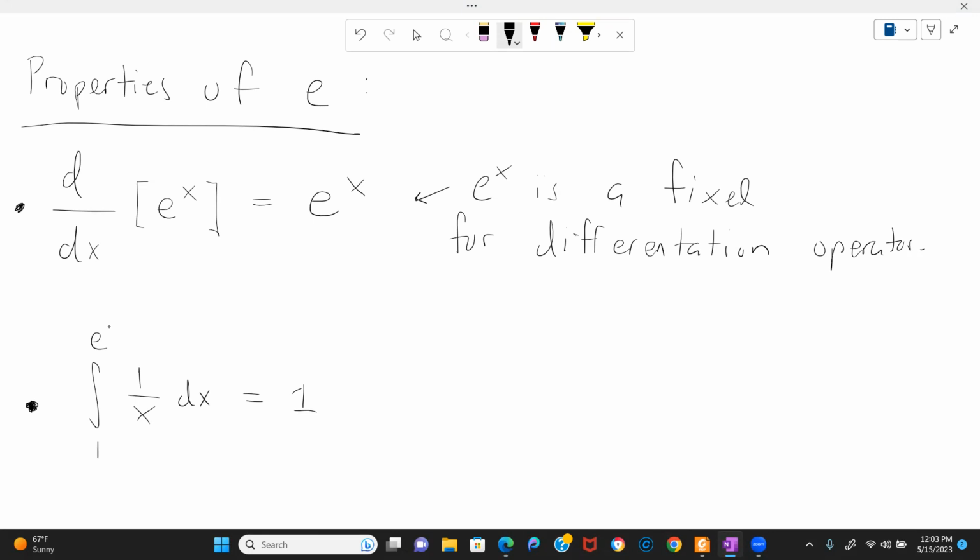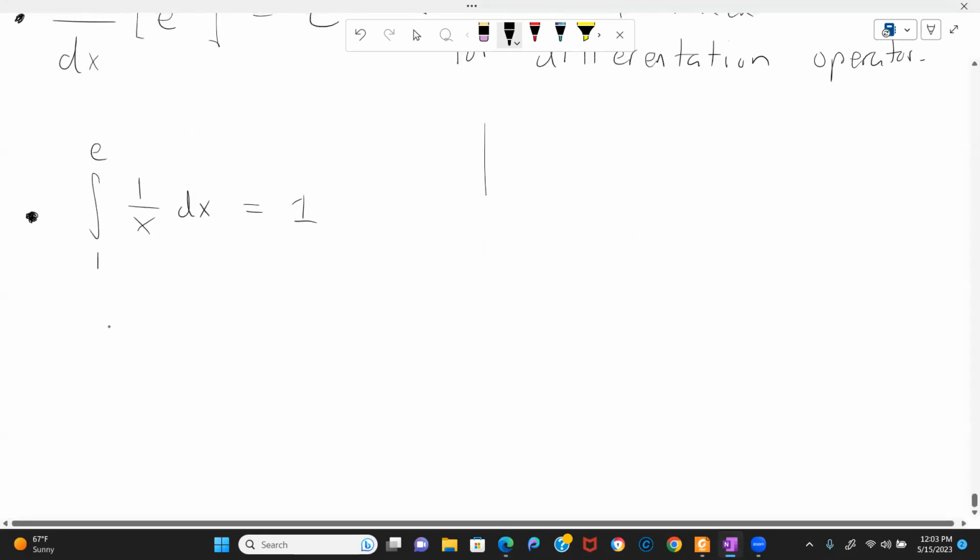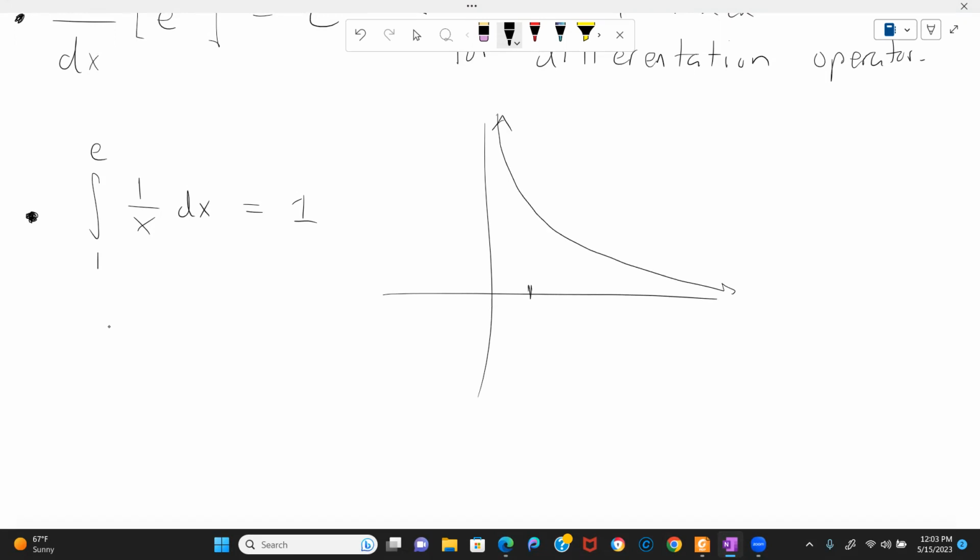What this says is that the integral basically gives you the area, and so if you plot 1 over x, it looks something like this. And so you have 1, and then you have e, and then the integral gives you the area from here to here. And it says that this number e has this property that when you compute this area, it's just 1. So that's kind of interesting.